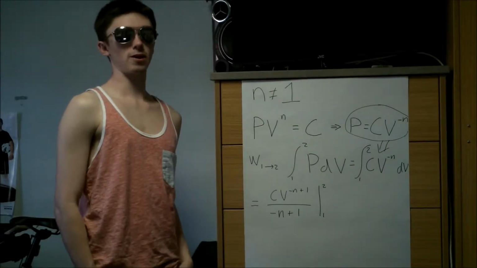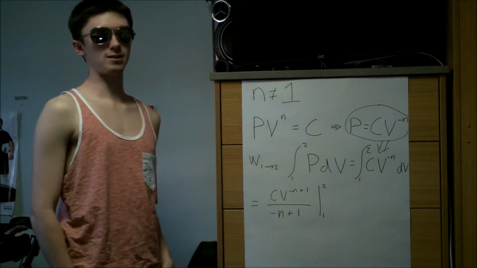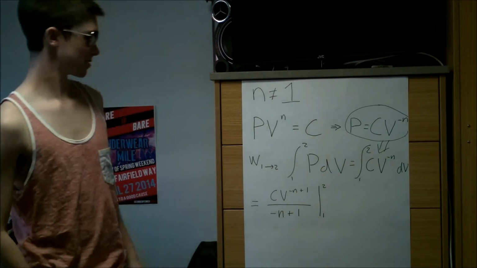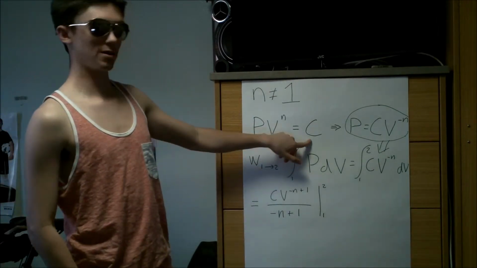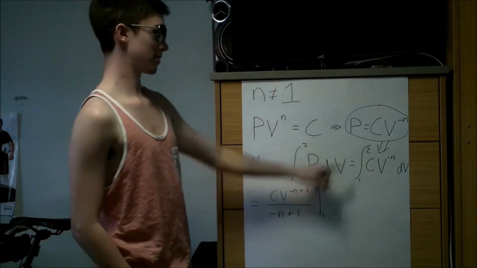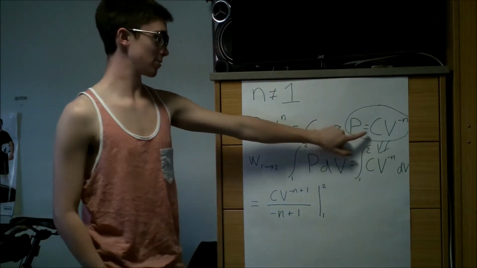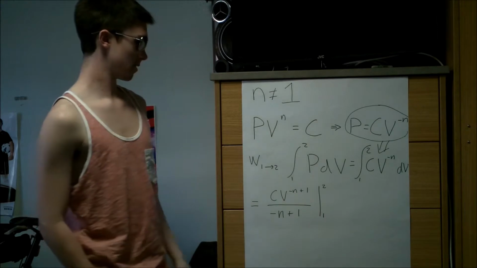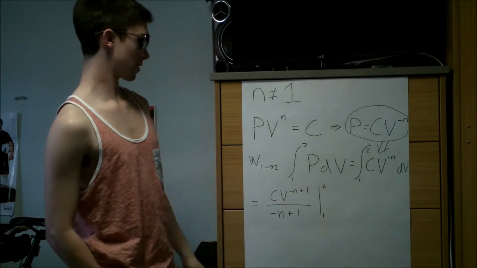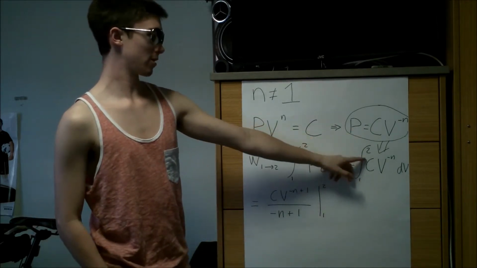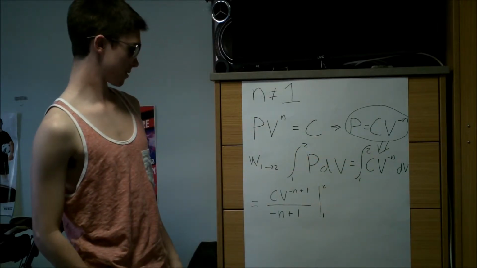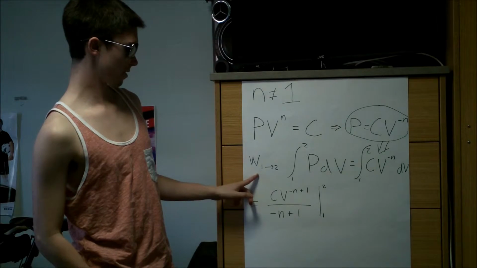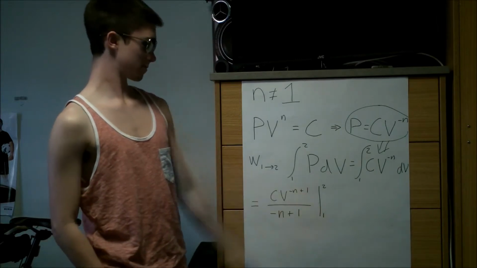How do we determine work when PV to the n is constant and n is a constant? If n is not equal to 1, PV to the n equals C, and C is a constant. We can rewrite this as P equals C V to the negative n. You write out your original work equation, and then you plug this in for P. You factor out C and solve it using calculus, and your work is equal to this.